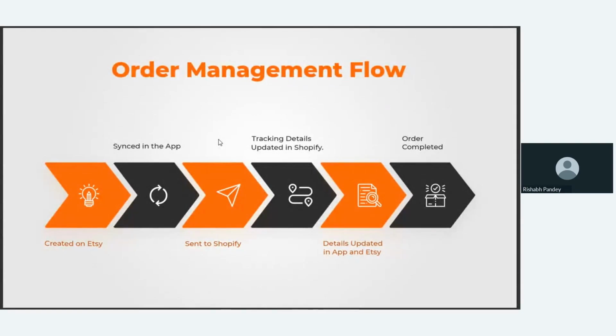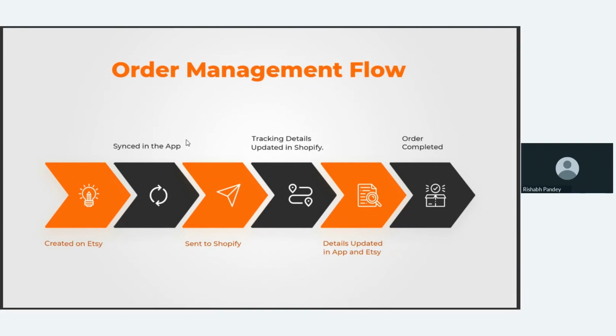The next step in this flow is where your tracking details are updated in your order. If you have added any order fulfillment services to your Shopify, the order will be sent to them, and the tracking details will be provided by them in that order. When the tracking details are there, the same tracking details in the order will be synced inside the app, and then from the application to Etsy, and here the order will be marked as completed. So this is the basic flow of order management that you can see in the diagram on your screens.